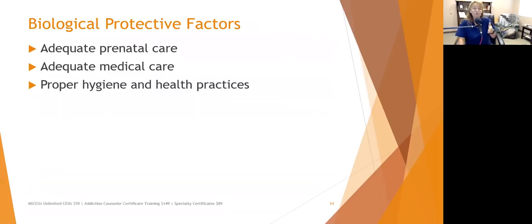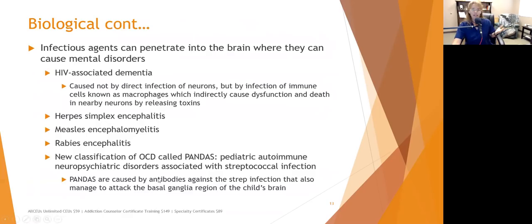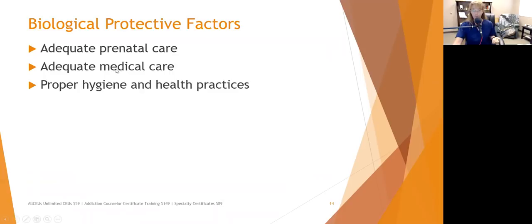And this is true for adults too. A lot of these things can happen when you're adults. Herpes simplex encephalitis, or HIV associated dementia. We can get herpes, we can get HIV, or if you're not vaccinated, even measles when you are older, and it can cause brain damage.